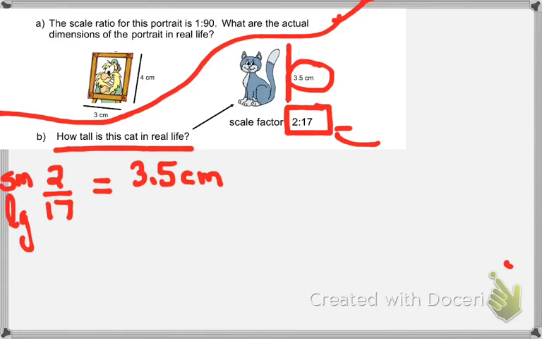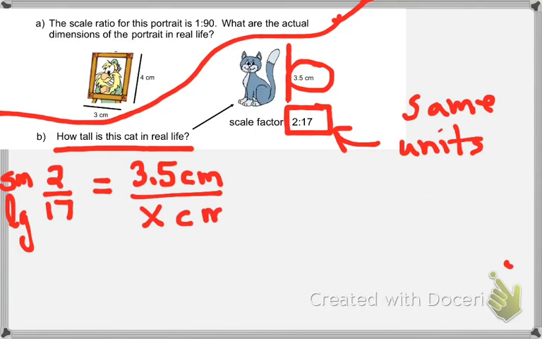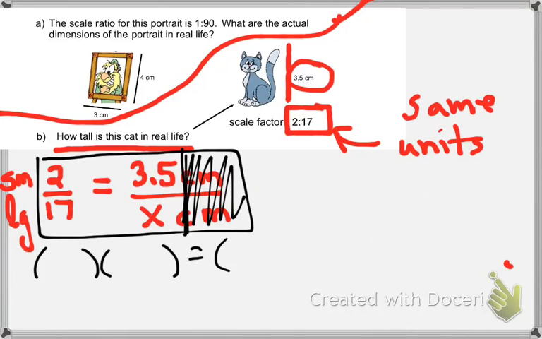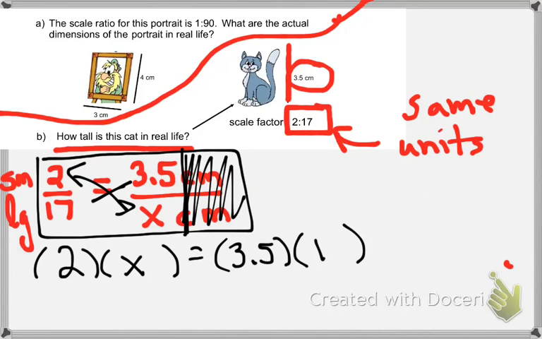Again, they're not giving us any units, so it must be the same units. If this is centimeters, then this will also be centimeters. Cross multiplying to solve for this proportion, we don't need the units in our calculation. Bracket times bracket equals bracket times bracket. 2 times x equals 3.5 times 17.